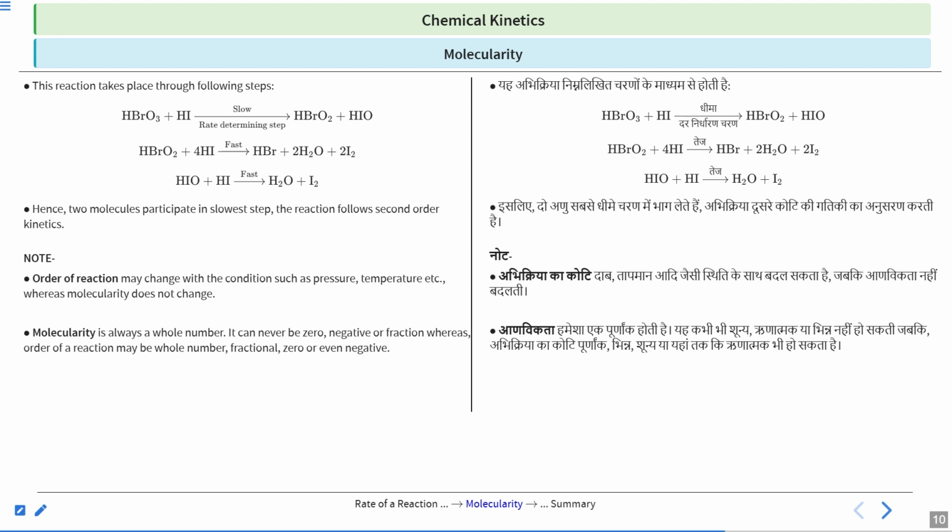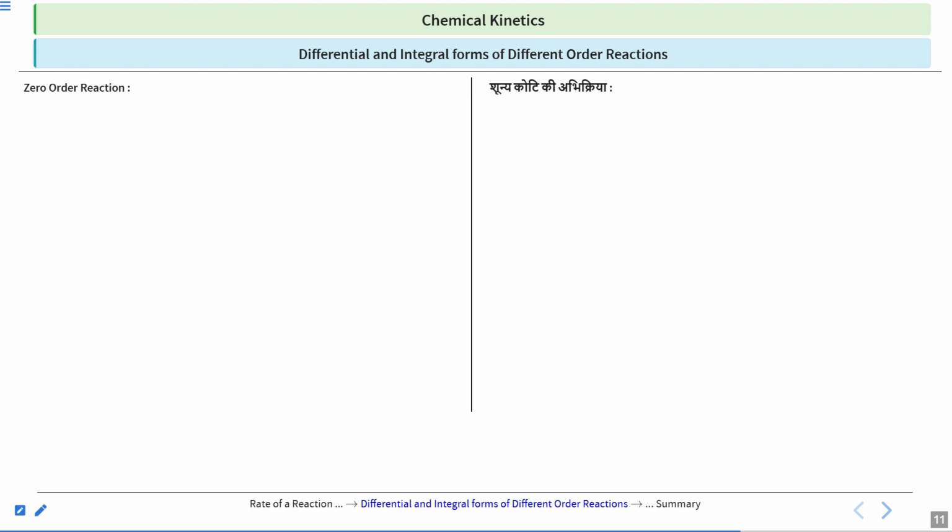Next is fraction. As I told earlier, you can't take a fraction of a molecule. Whereas order can be anything. It can be zero, it can be negative, it can be fractional, anything. It can be negative also, right? So this is very important, that the order of reaction may be negative also.